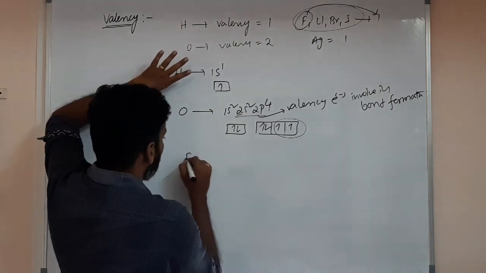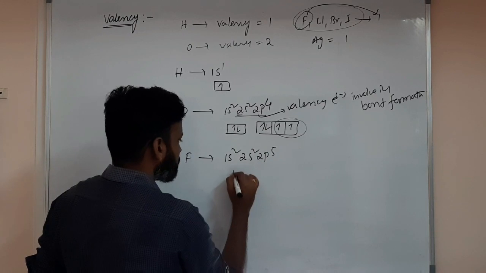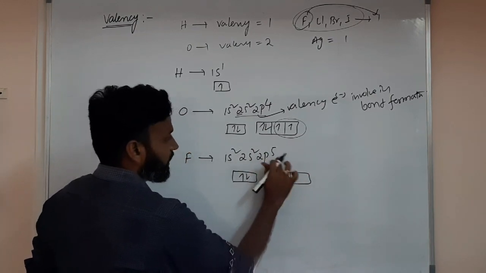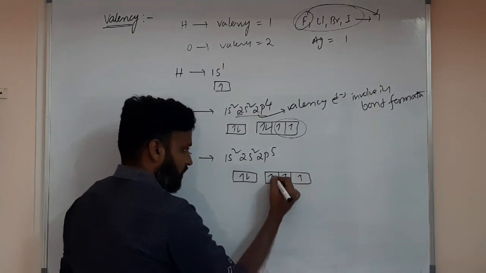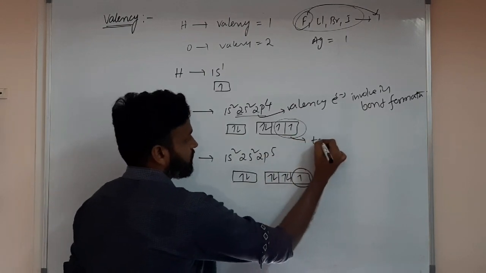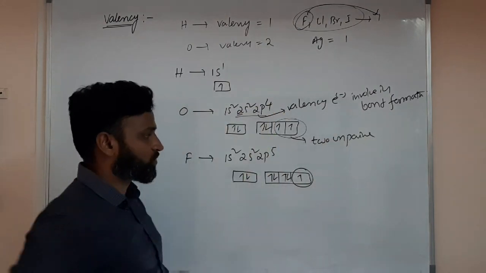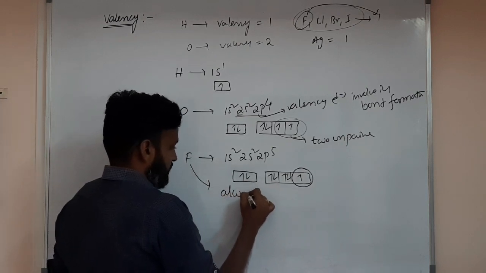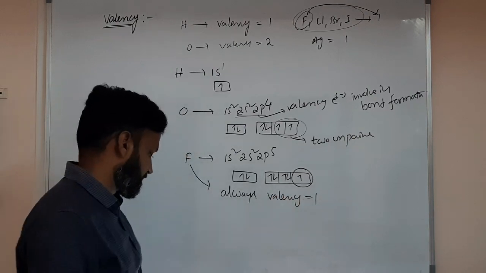Fluorine, if you see the electronic configuration, is 1s2, 2s2, 2p5. 2s has 1 box and 2p has 3 boxes. 3 boxes consist of 5 electrons. How to fill: 1, 2, 3, 4, 5. How many unpaired electrons? 1 unpaired electron. Here, how many unpaired electrons? 2 unpaired electrons. That's why oxygen valence is 2. Fluorine always exhibits valency 1 only.